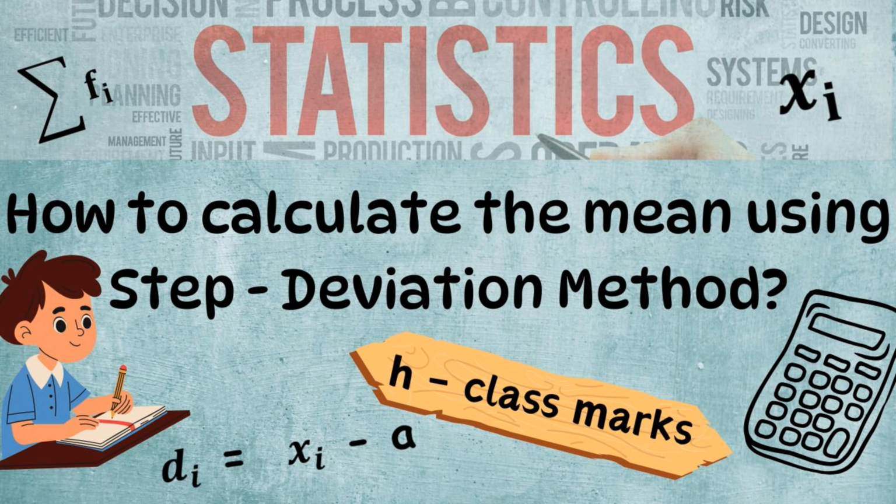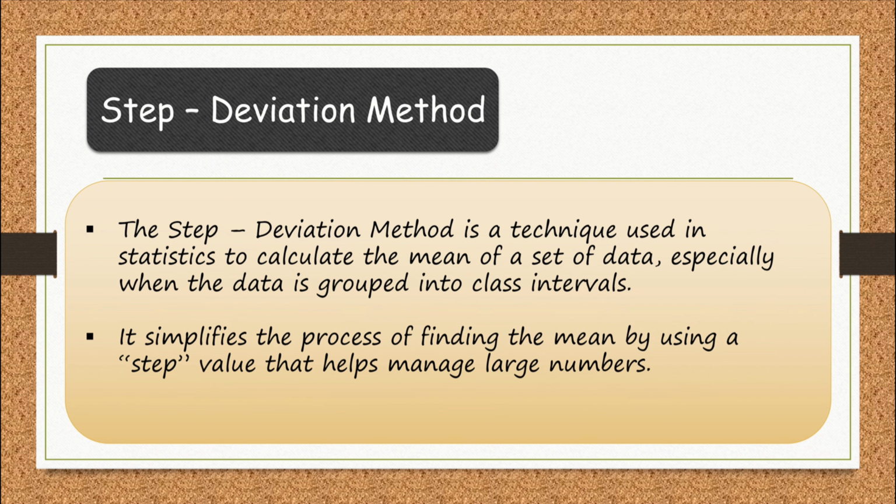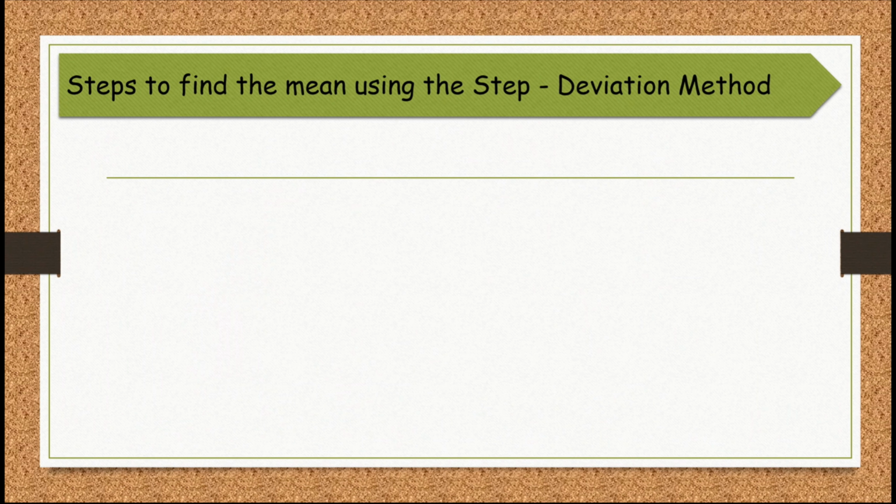Step deviation method. It is a technique used in statistics to calculate the mean of a set of data, especially when the data is grouped into class intervals. It simplifies the process of finding the mean by using a step value that helps manage large numbers. Now, let us see the steps to find the mean using step deviation method.